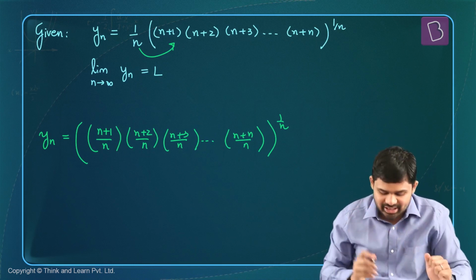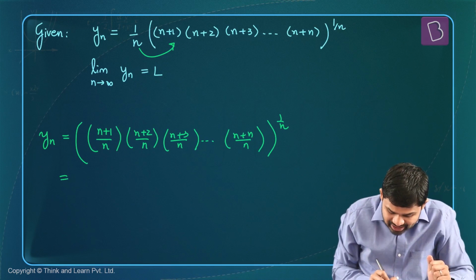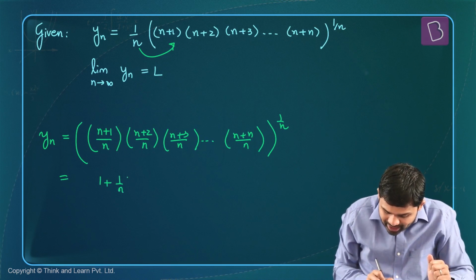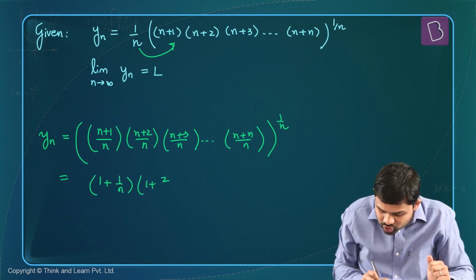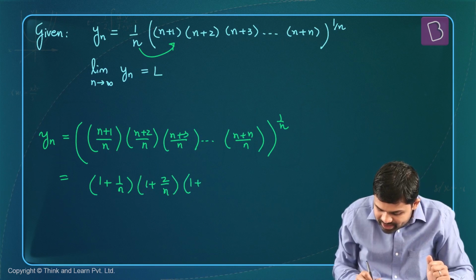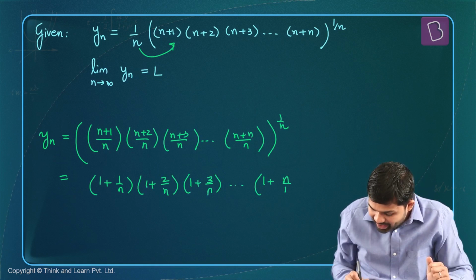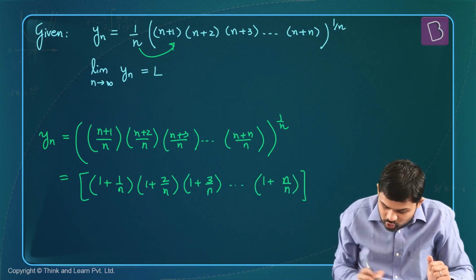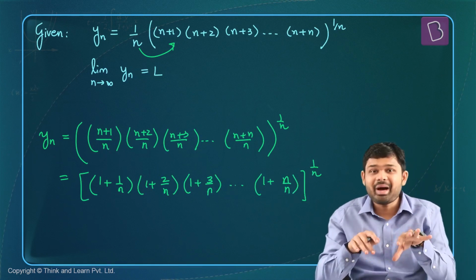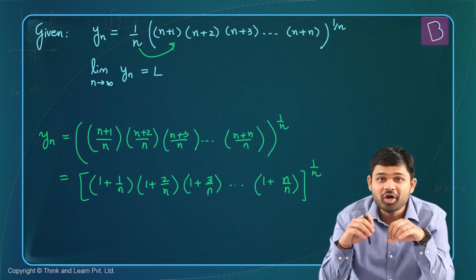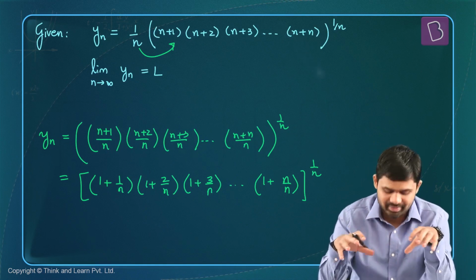So that way I will get this expression, which can be rewritten as 1 plus 1 by n multiplied by 1 plus 2 by n multiplied by 1 plus 3 by n, all the way up till 1 plus n by n, and all of this is raised to 1 by n. So now I actually have some sort of a pattern that can be seen.